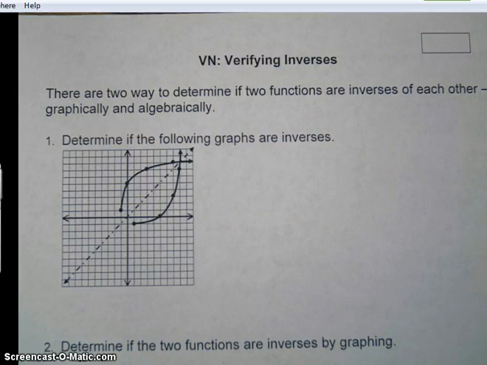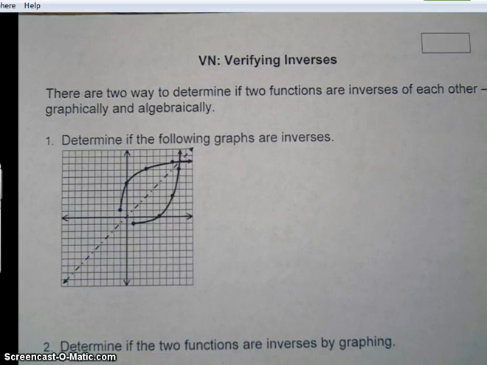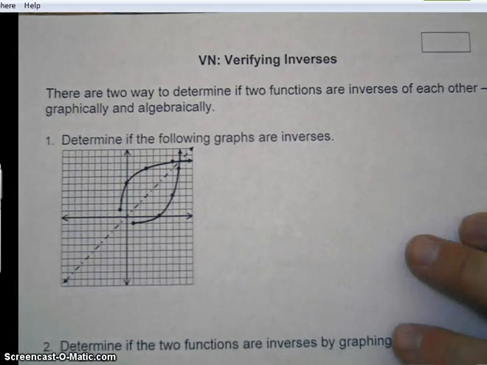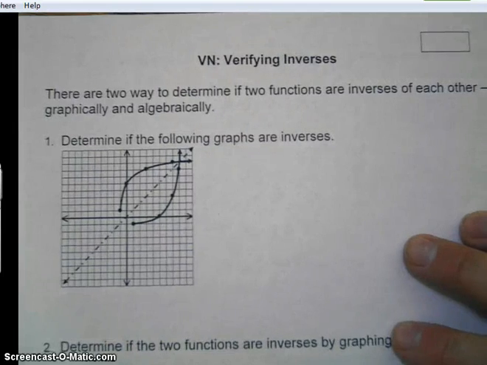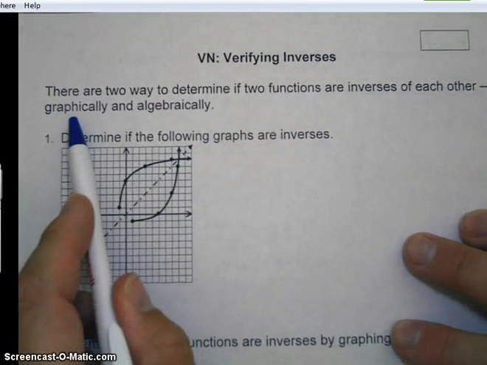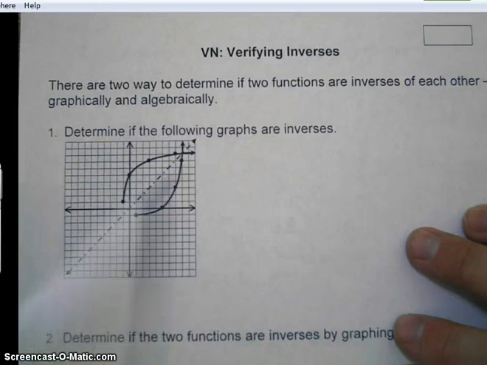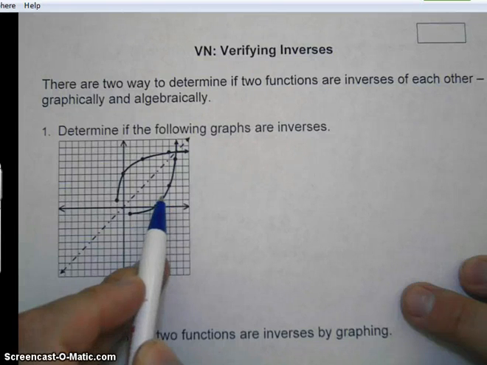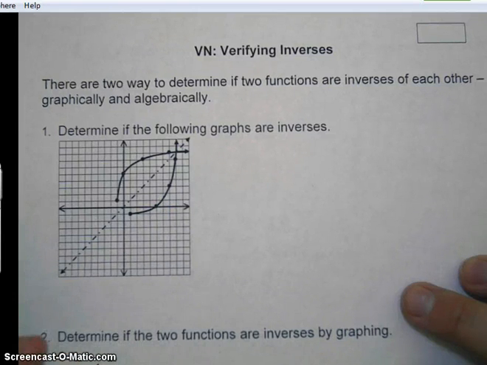Verifying inverses. What we're going to do is check to see whether or not two graphs or two functions are inverses of each other. There are two ways to determine if two functions are inverses of each other. One way we're going to look at graphically first and then algebraically. Here we have two functions and we want to know, are they inverses of each other?